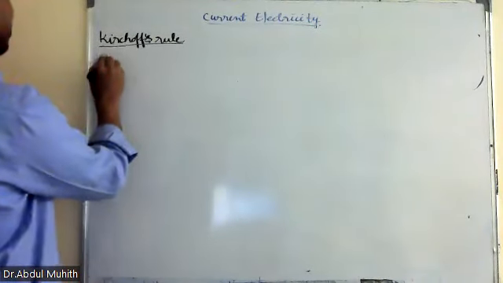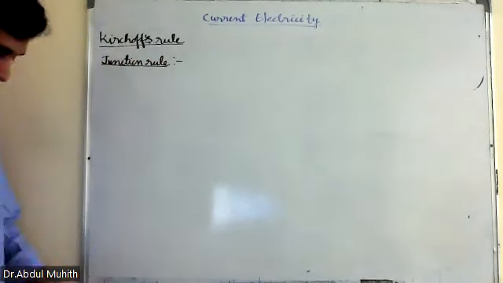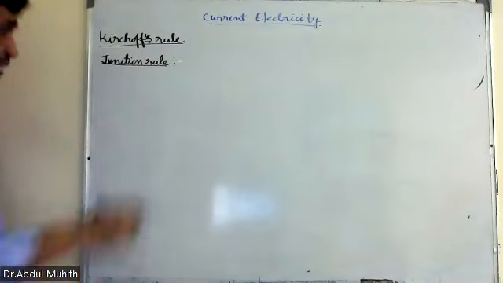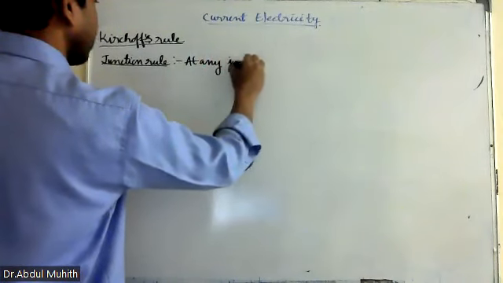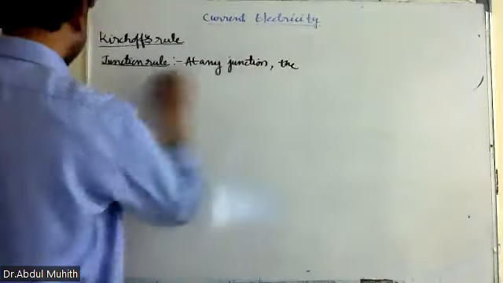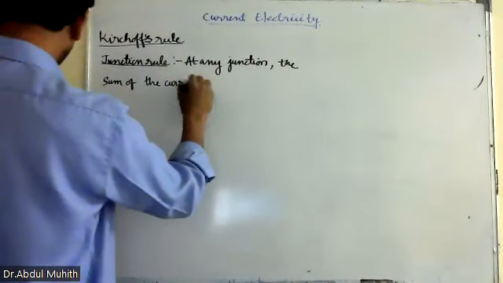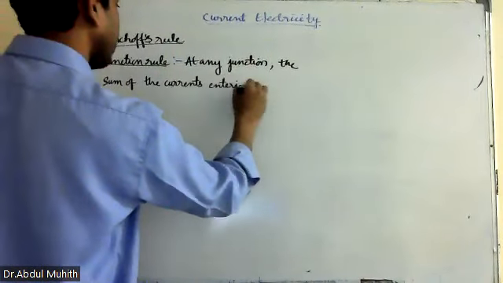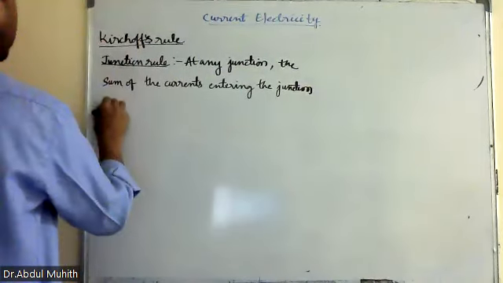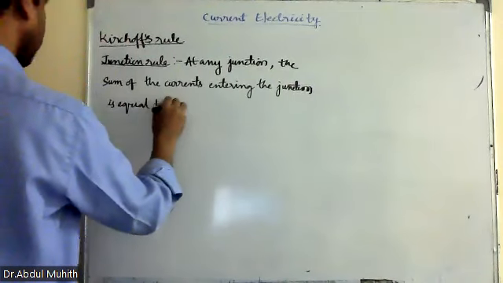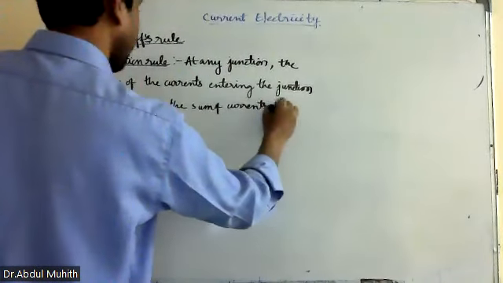Then I'm going with the next one, junction rule. So junction rule says that at every point, at any junction, the sum of currents entering the junction is equal to the sum of currents leaving the junction.